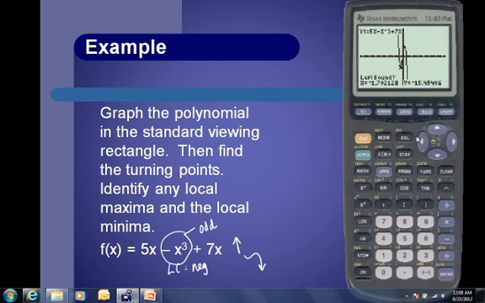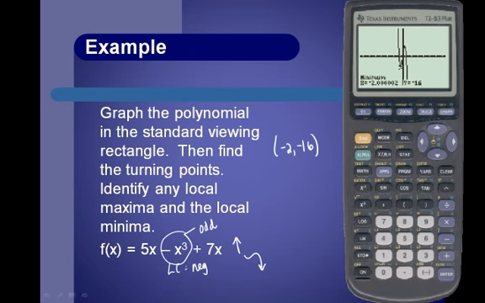So it's asking us for a left bound, so we need to be on the left side of that lowest point. So we're going to go enter for the left bound. We're going to arrow right and make sure that we're to the right of that lowest point. No need to guess. Our first turning point is at -2, -16. Then we've got to find the turning point up here.